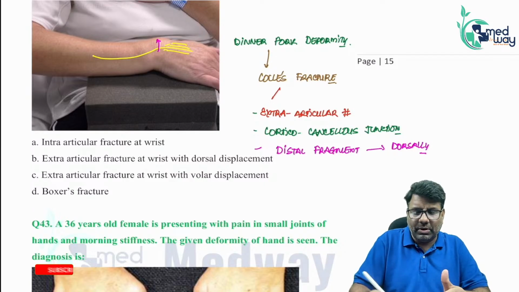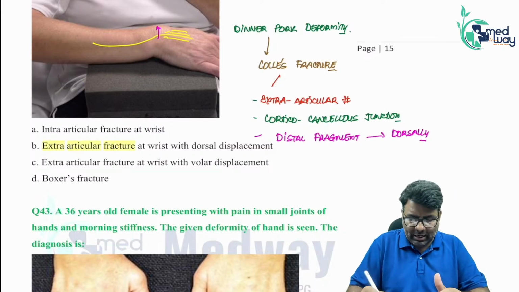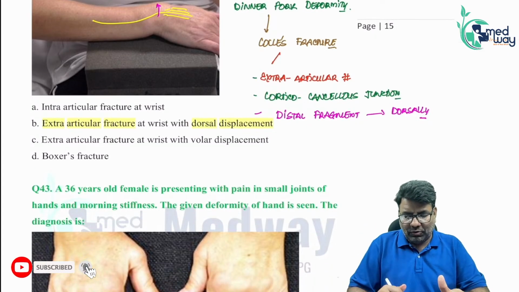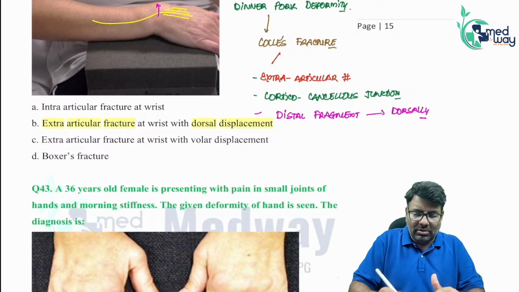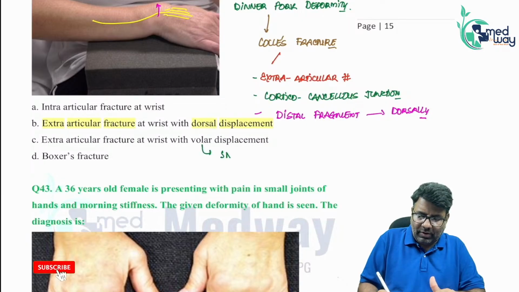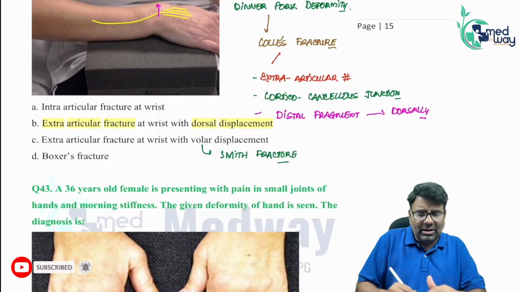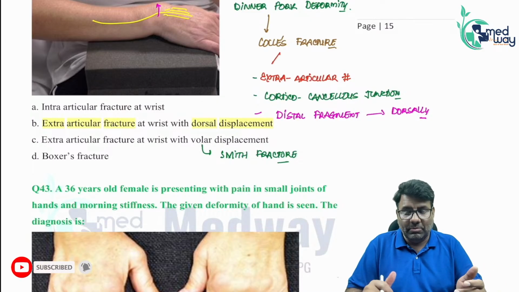So this is the typical description for Colles fracture. It is an extra-articular fracture, meaning it is not involving the joint, and there is dorsal displacement of the fragment, because volar displacement is for Smith fracture. Don't say volar displacement, because that will go in favor of Smith fracture. The fractured area is the same for both, this extra-articular corticocancellous junction, but the point which differentiates the two entities, the Colles and the Smith, is the direction of the displacement of the distal fragment.